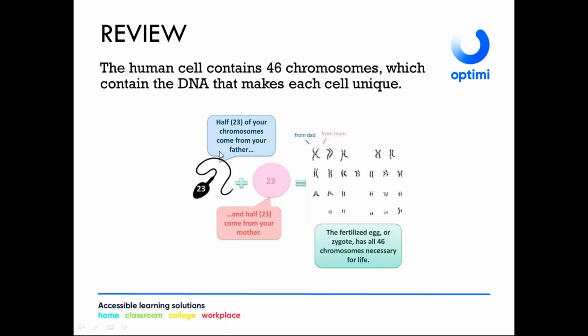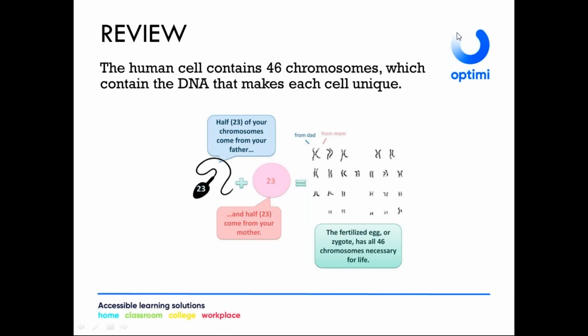Meiosis made it possible for the sex cells to contain only 23 chromosomes instead of 46. So that during fertilization, the 23 that your dad gives you and the 23 that your mom gives you together will give you 46 chromosomes that will make you a complete human.